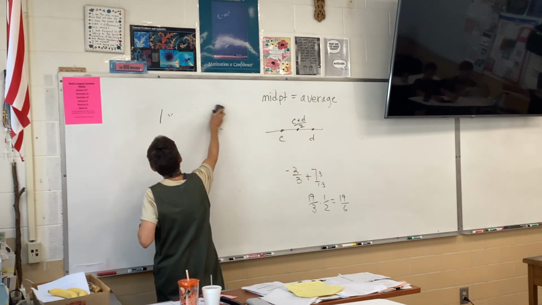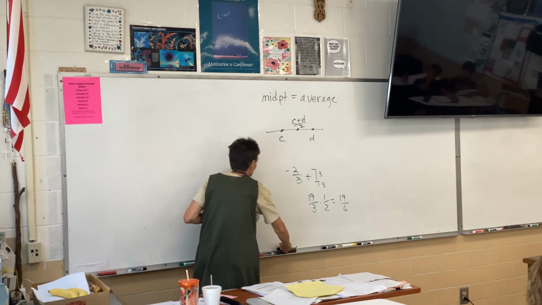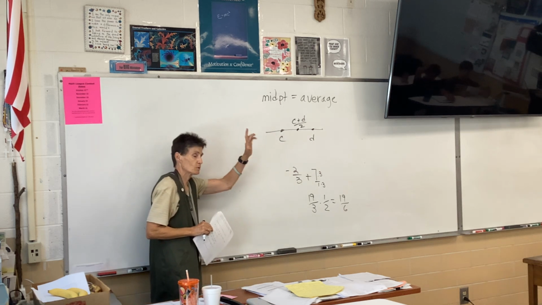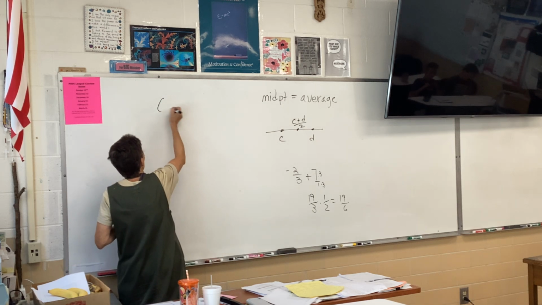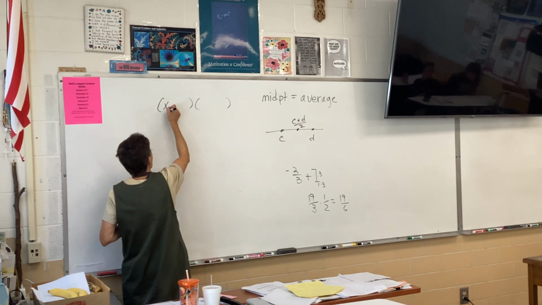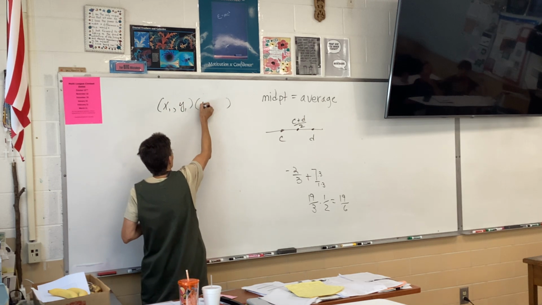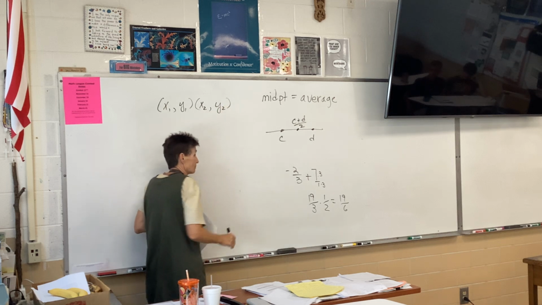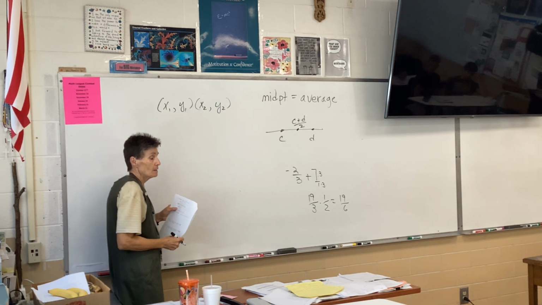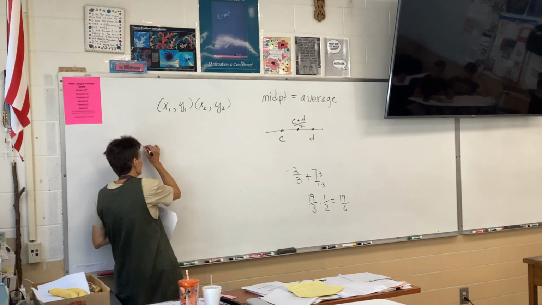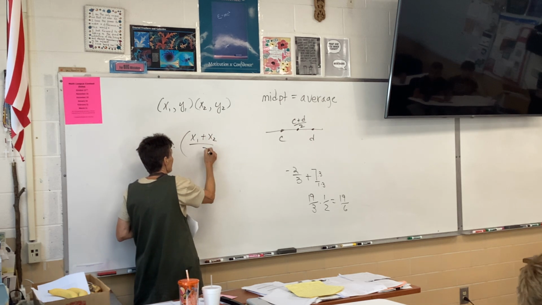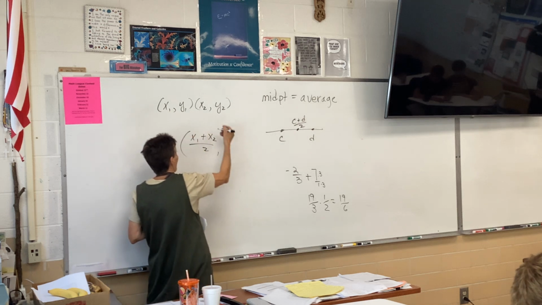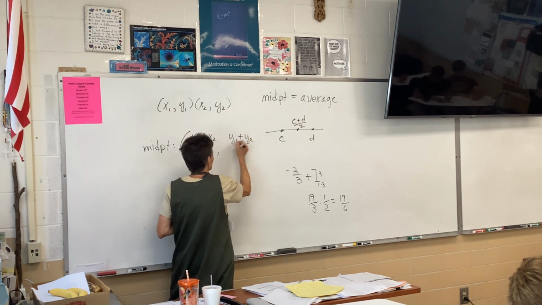Now, if we go to the coordinate plane, here we were talking about just two numbers, just regular numbers on the number line. If we go to the coordinate plane, where we have a couple of points, ordered pairs, we find midpoint exactly the same way. We average the x's, so add them up, divide by 2, add them up, the y's, divide by 2.